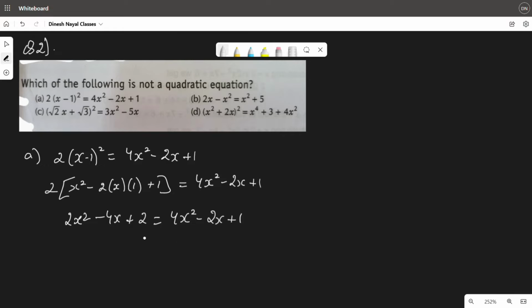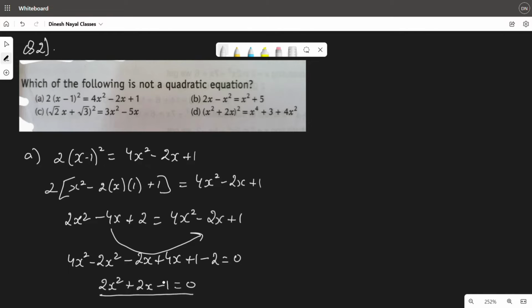Now what we are going to do is take the left hand side towards the right hand side. So this will be 4x square minus 2x square, and then minus 2x plus 4x, plus 1 minus 2, as we are taking from left to right. So this actually becomes 2x square plus 2x minus 1 equal to 0. So this is a quadratic equation. So this is not our answer, because what we have to find is which is not a quadratic, but this one is a quadratic equation. So this is not the answer.